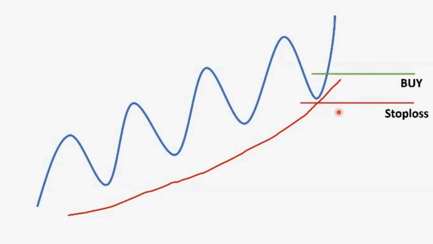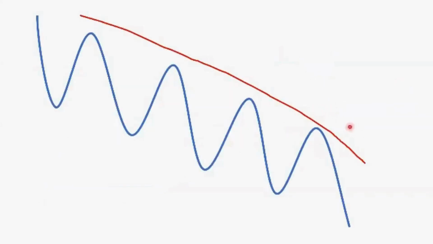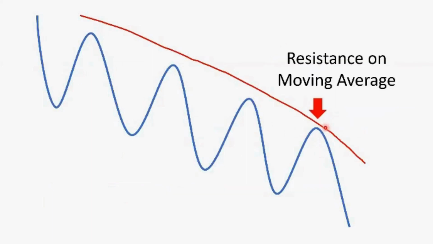Now let us move to one more scenario, that is resistance on moving average. So here you can see the price is falling down, the moving average is falling down, which indicates a downtrend. And exactly over here, the price is coming up and taking a resistance over there. So now we know that the sweet spot to enter the trade is when the price accepts the resistance or the resistance is confirmed.